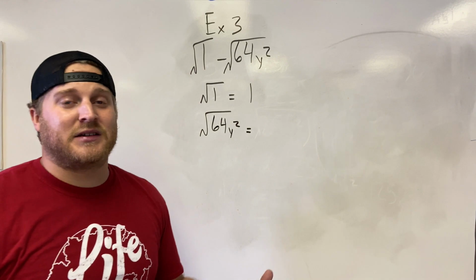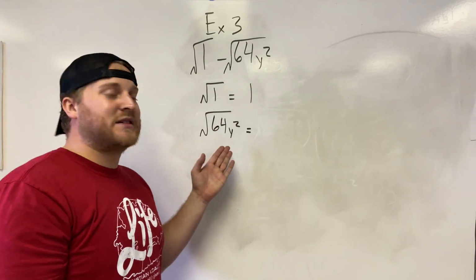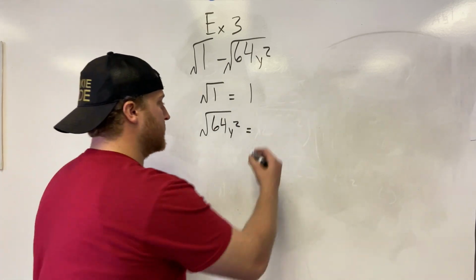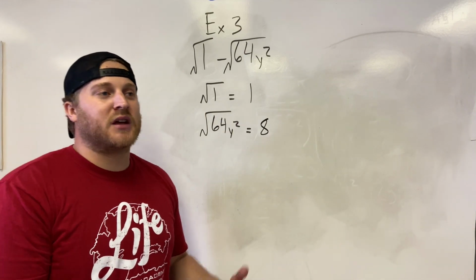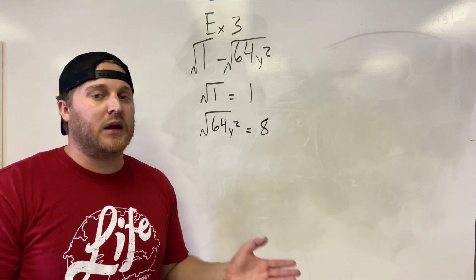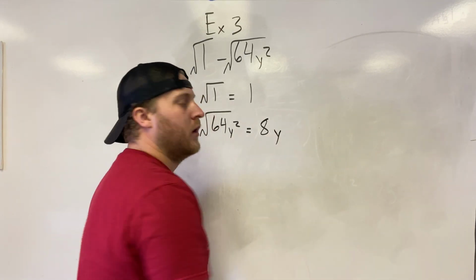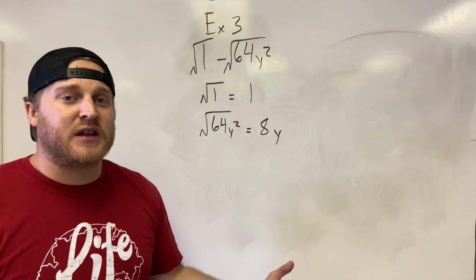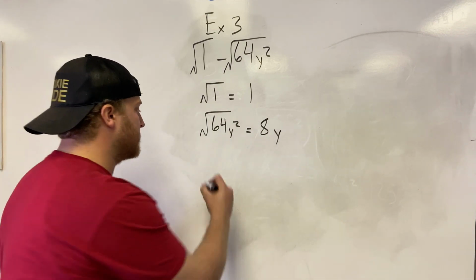And just like the last example, let's first look at the number and then look at the variable. What times itself will get us to 64? 8 times 8 is 64, so I know that the number is 8. And then what times itself will get me to y squared? Y times y will be y squared. So we have 8y. Now we're going to use both of these just like we have in example 1 and example 2 for the terms of our binomials.